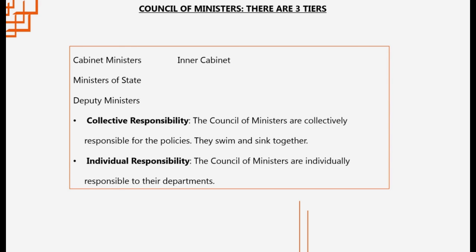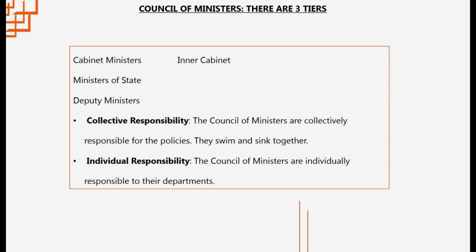There may be difference of opinion between ministers while formulating policies, but it is the duty of every minister to resolve their differences and show a united front before the people. That is, they must work as a team. The ministers are responsible for the success and failure of policies. Thus, they swim and sink together.